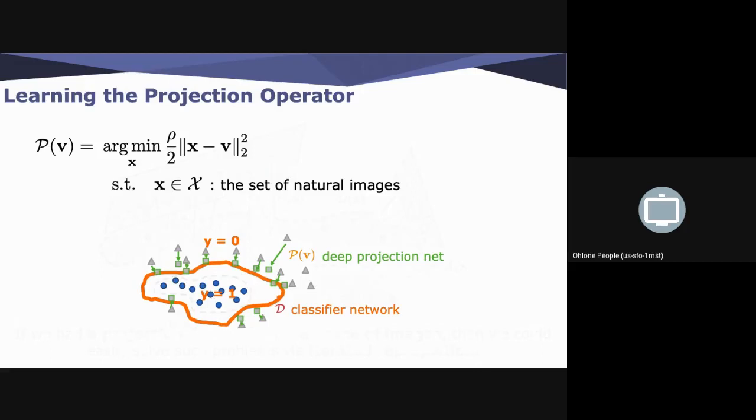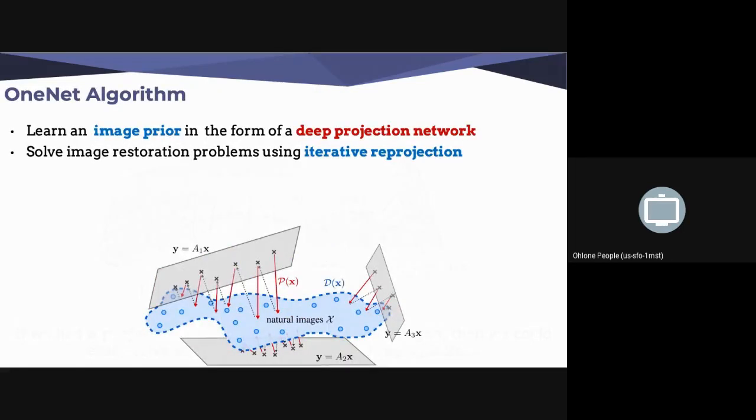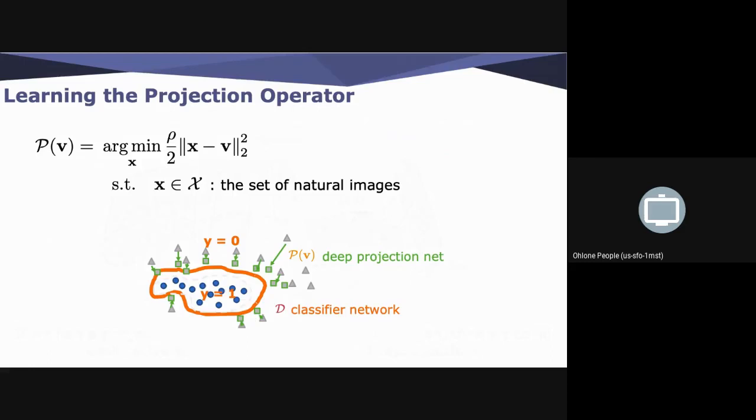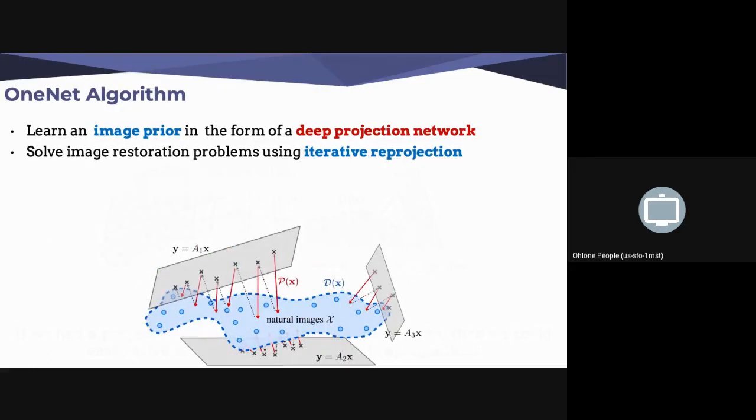Once you have an initial estimate of what this projection looked like, we could progressively refine the decision boundary so that we have a better sense of what we are trying to classify against, and therefore a better projector. So this basically is an algorithm that we call OneNet. It learns an image prior in the form of a projection network, and we've used it to solve many different kinds of image restoration problems using iterative reprojection as our backbone.